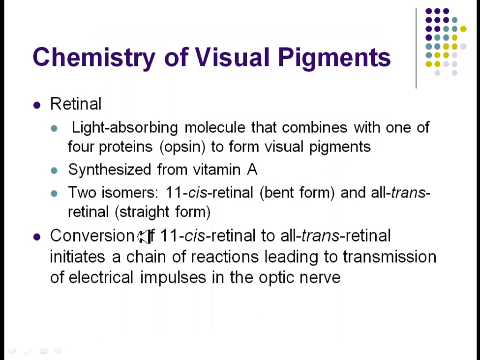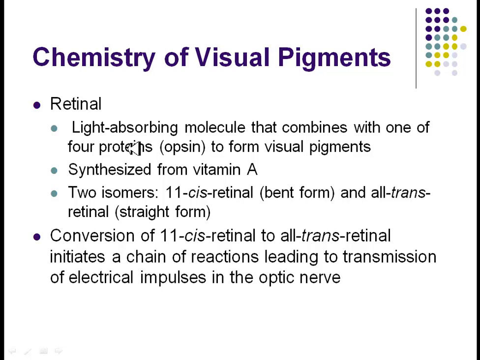The chemistry of vision is where it gets a little more complicated. So this is how you actually see. It's basically a chemical change that's going to turn into an action potential, electrical current, that's then going to travel to your brain for you to interpret. The molecules, they're going to absorb the light and change.